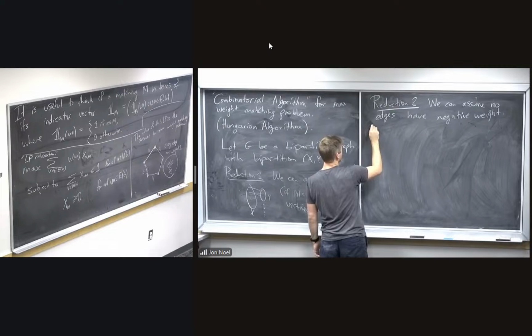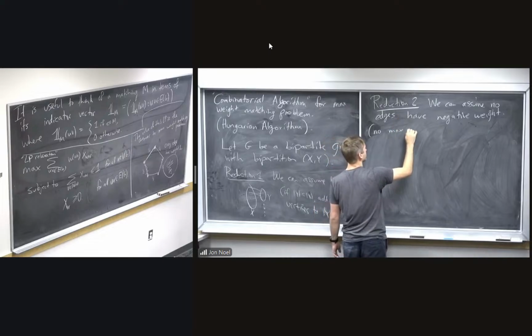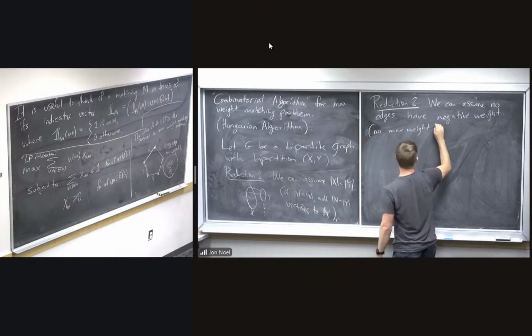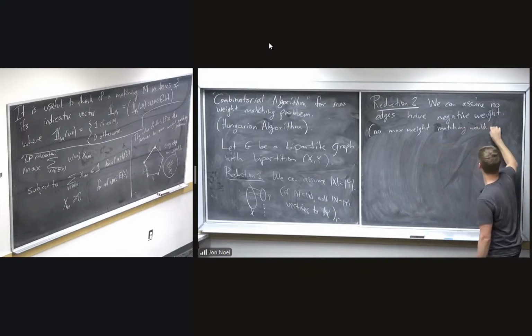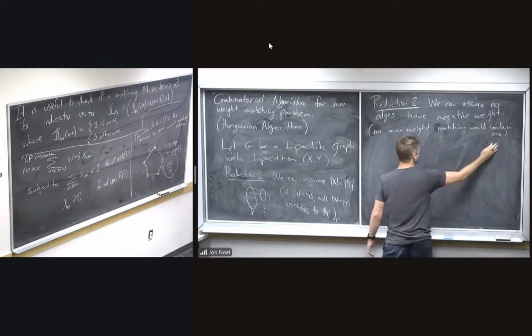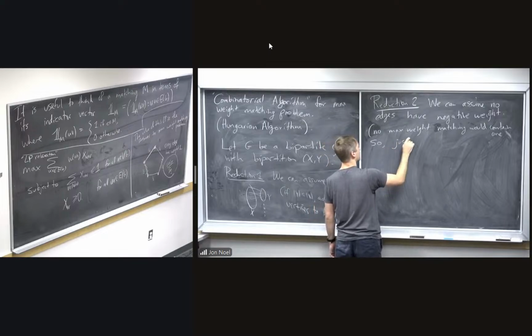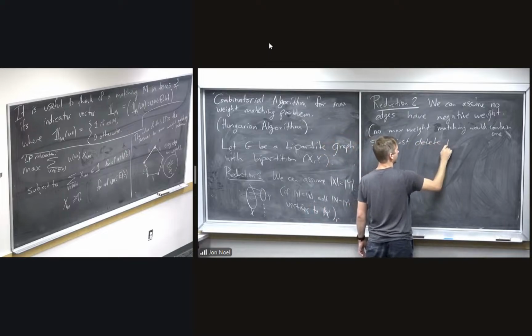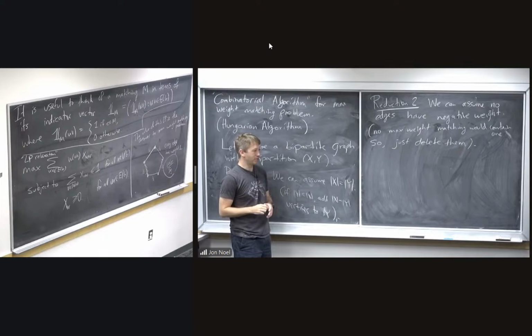So yeah, no max weight matching would ever contain a negative weight edge. So just delete them from the graph and then solve the problem for the new instance. But the approach you're saying works in a lot of problems, so yeah.